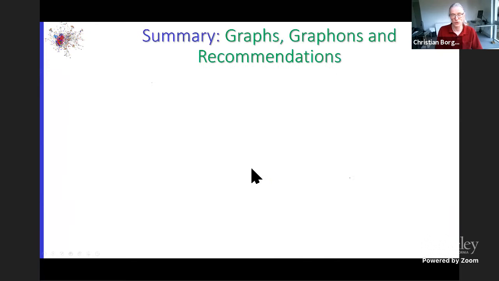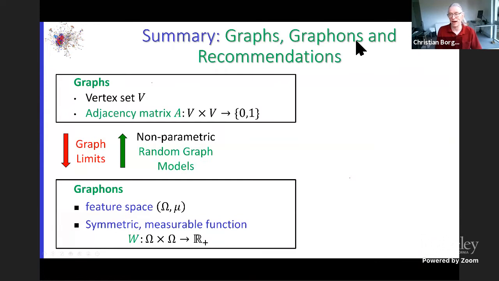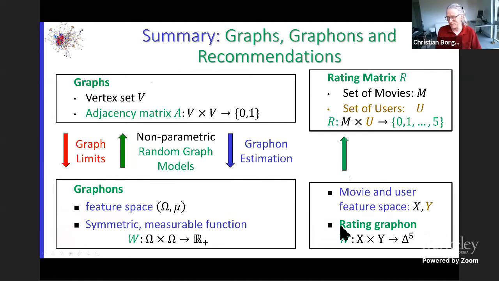So here's first the summary of my view of graphs, graphons, and recommendation systems. I haven't talked to you about that, but essentially, okay, a graph has a vertex set and a matrix, and then the graphon is a continuum analog. It has a continuous feature space and a function of two variables. Then you can use that to model graphs, and then you can actually use graph estimation to get back here. And the recommendation system is similar. Now you have two feature spaces, you have a probability distribution valued graphon, you get a rating matrix, and then you use matrix completion.